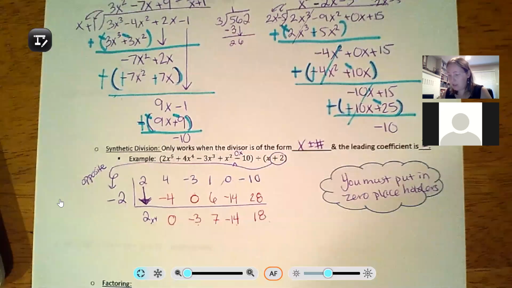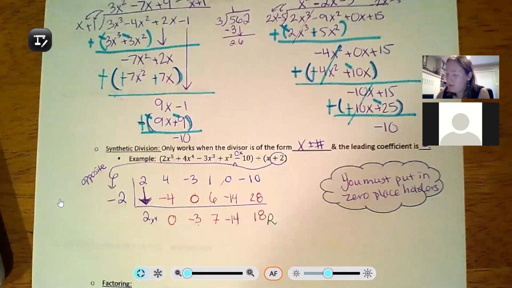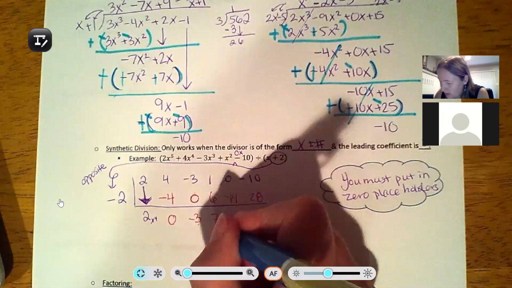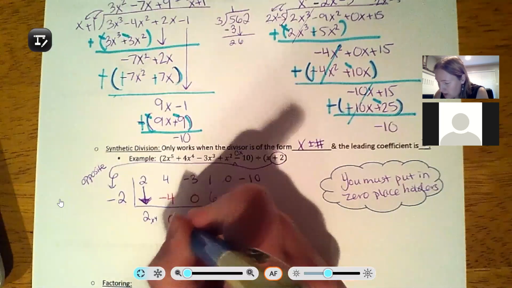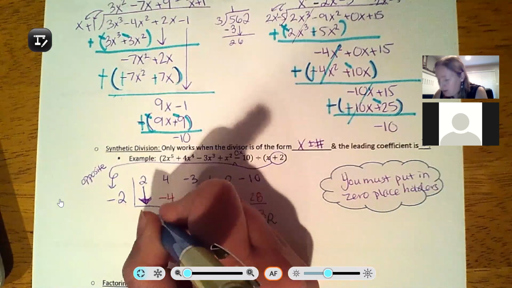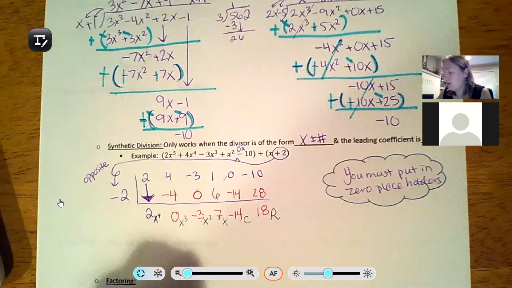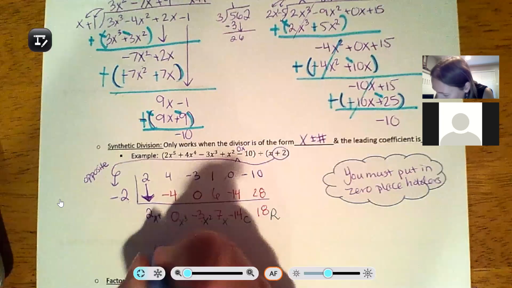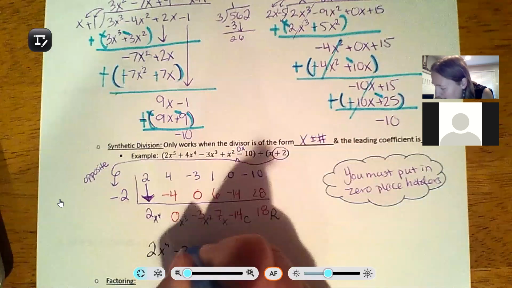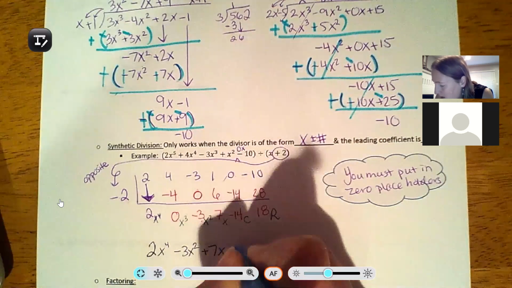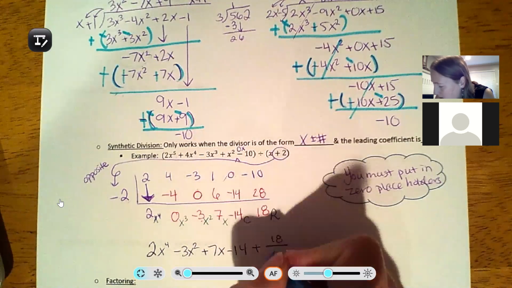So that last place is your remainder. I like to put a little r next to it. This will be your constant. This will be your x. This will be your x squared. This will be your x to the 3rd. And there you go, x to the 4th. And again, when I write this down as an answer, I can skip over that 0 because I have 0 of them. It doesn't matter. It doesn't have any quantity, any value. 18 over my denominator, x plus 2.